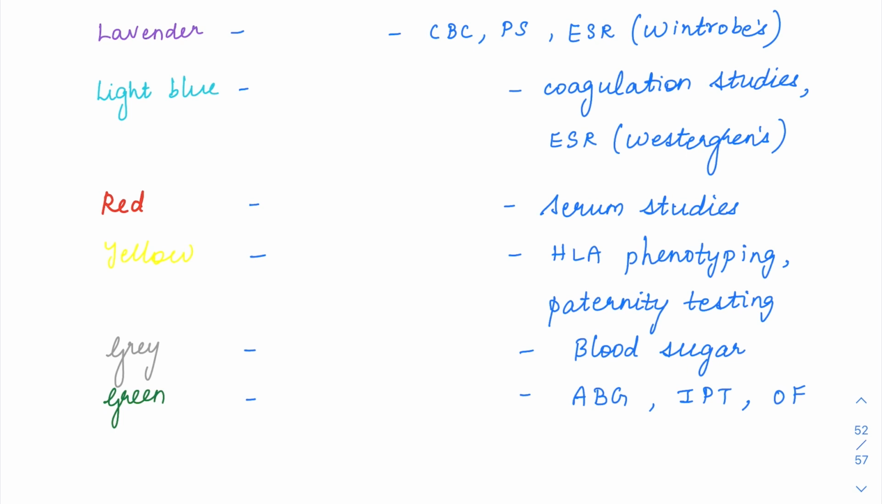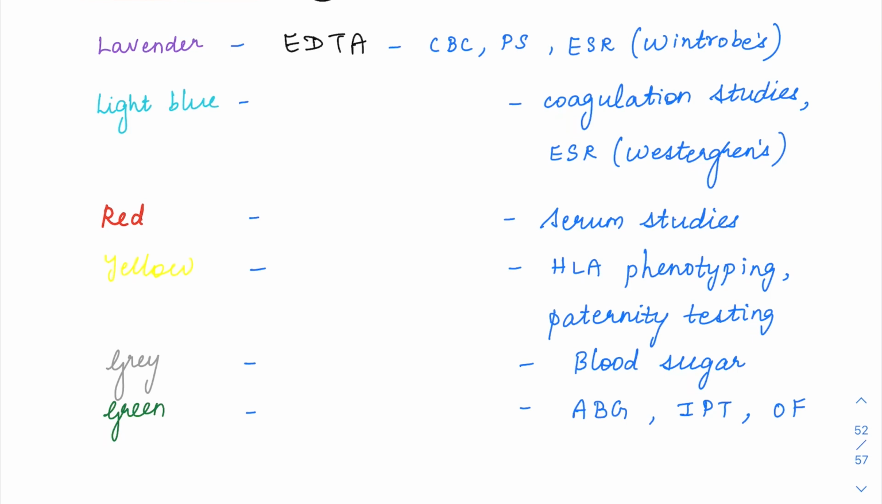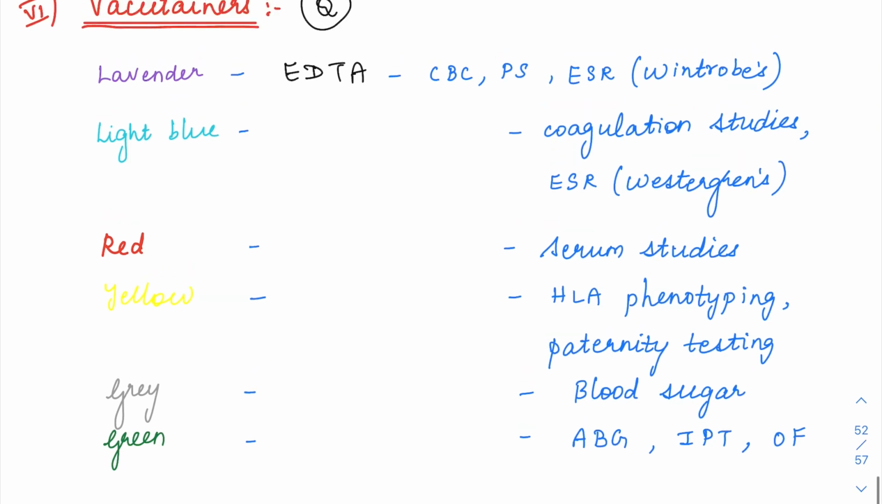The cap is going to have a lavender color, EDTA. The anticoagulant present in this is going to be EDTA. All of these anticoagulants are going to mainly chelate the calcium. So lavender is going to have EDTA, and this can be used in tests like complete blood count, peripheral smear, and also for Wintrob's method of ESR.